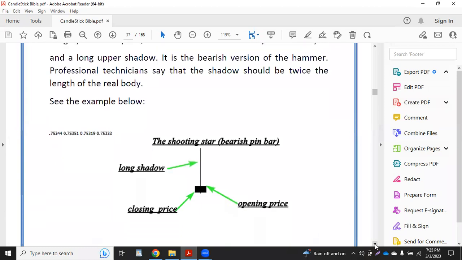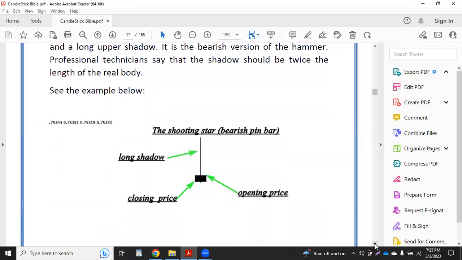Let's move on to the next one. The next one is a shooting star. A shooting star is basically a bearish price action pattern. It's a bearish candlestick pattern. Now, this is basically the opposite of a hammer.